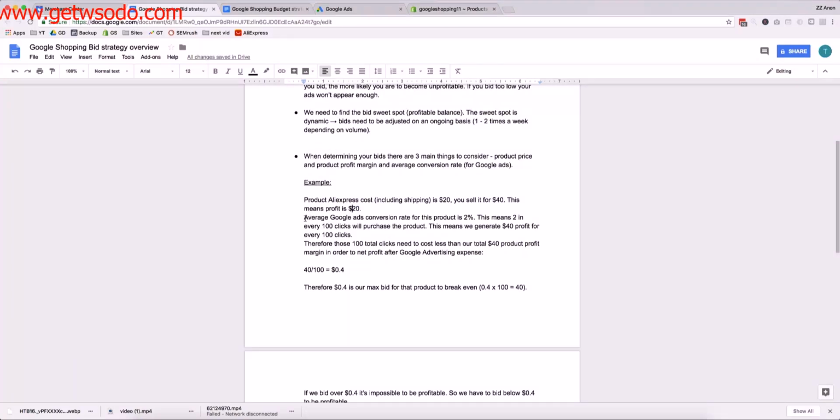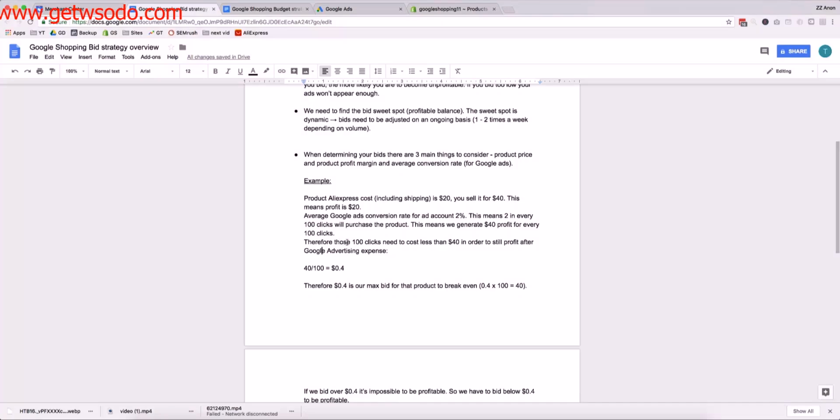So let's assume that your average Google Ads conversion rate for this product is 2%, or it should be for this ad account. So just take the average of all your products in Google Ads. Let's just assume it's 2%. This means 2 in every 100 clicks will purchase the product, so we get 2 sales for every 100 clicks. This means we generate $40 profit for every 100 clicks, because there's 2 sales and our profit is $20. So 2 times 20 is 40. In 100 clicks, we generate a total of $40 profit.